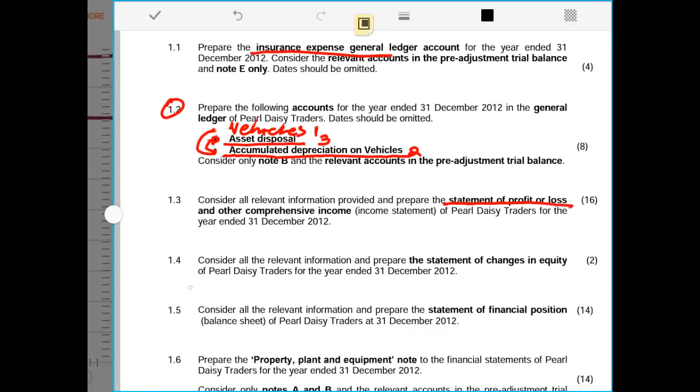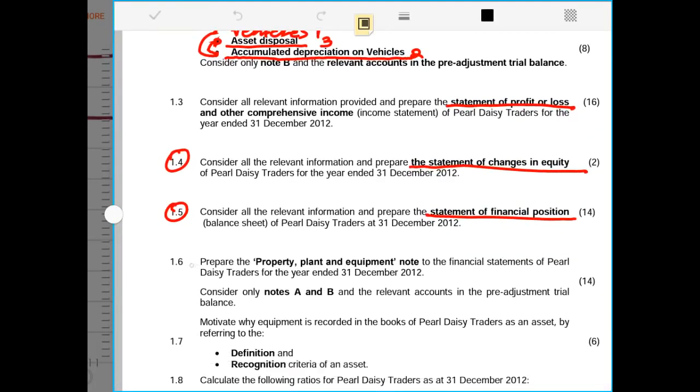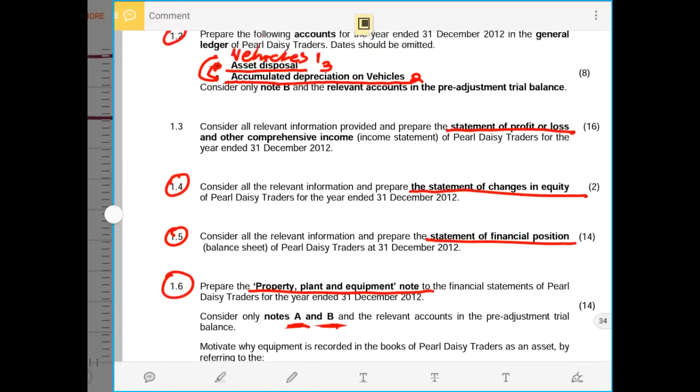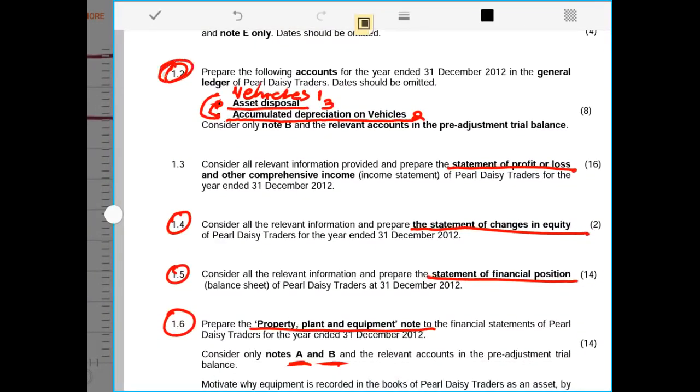Then after we are required to do under 1.4 the statement of changes in equity. Then 1.5 we are required to do the statement of financial position, which is sometimes called a balance sheet. Then under 1.6 we are required to do the property, plant and equipment note, where obviously we take into account note number A and note number B, obviously where there was a disposal of the asset. And if you see, this note does have a relationship with 1.2. This 1.2 does have a relationship with 1.6.